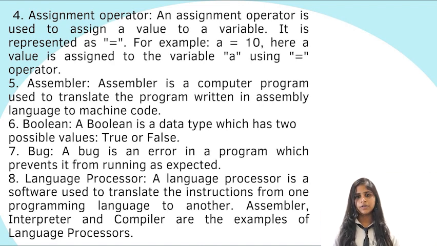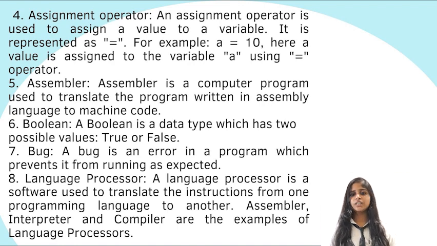Then we have assembler. It is a computer program used to translate the program written in assembly language to machine code. Then sixth, we have boolean. Boolean is a data type which has two possible values, true or false. Then we have bug. A bug is an error in a program which prevents it from running as expected.